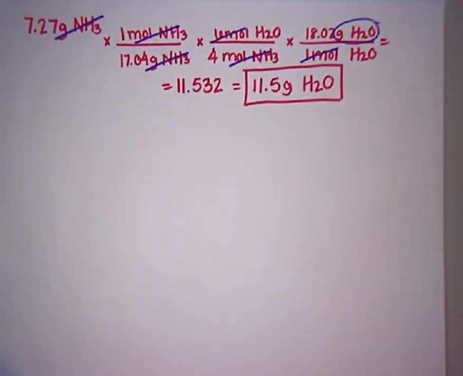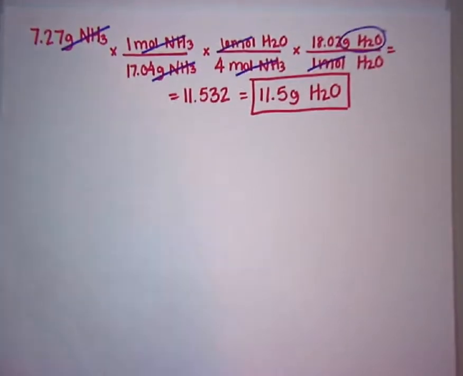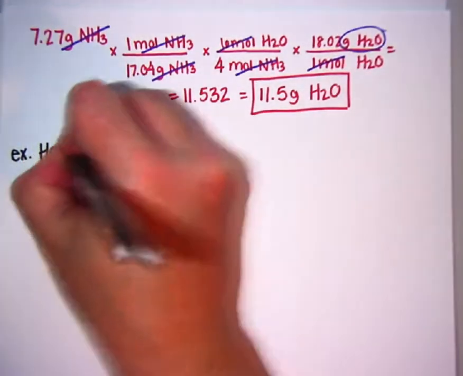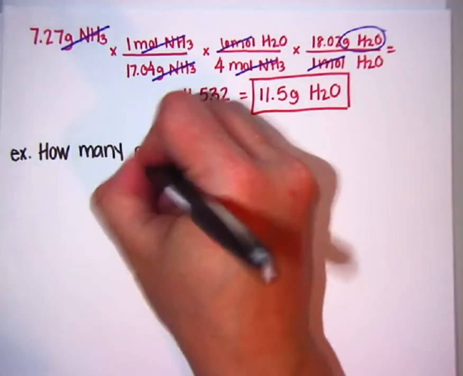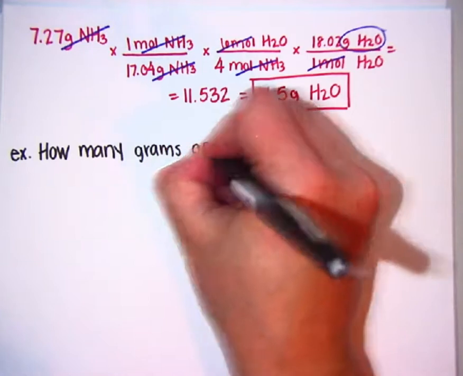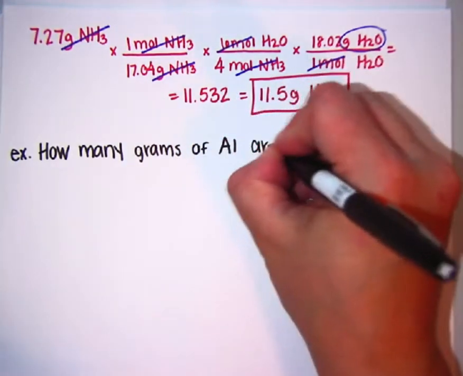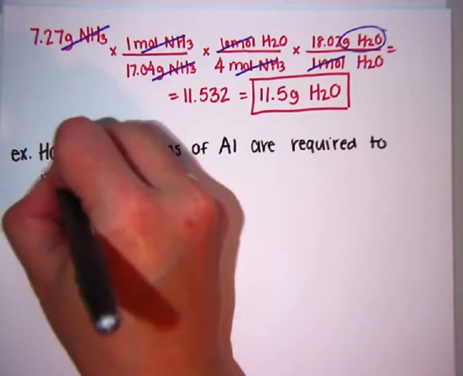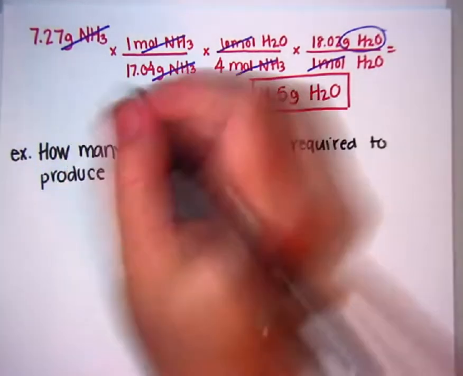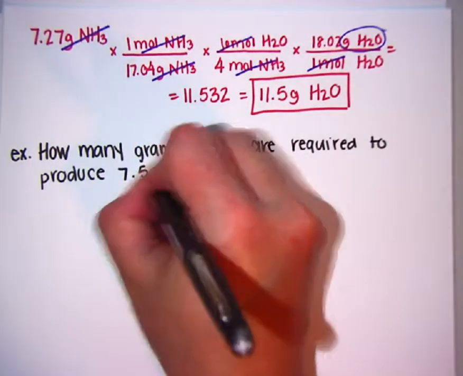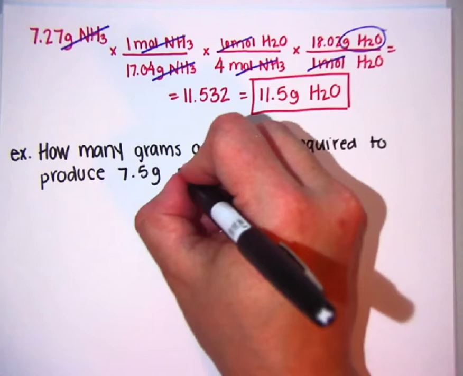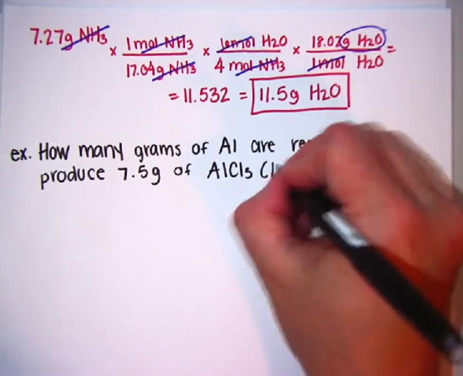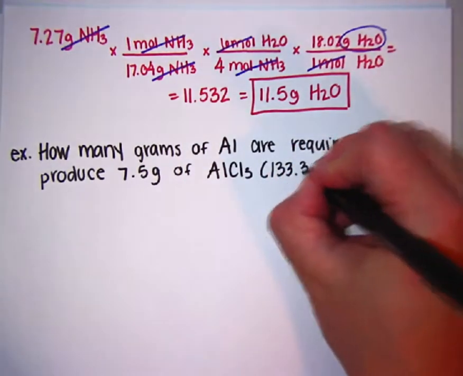All right, let's try another one. How many grams of aluminum are required to produce 7.5 grams of aluminum chloride? And I'll give you the molar mass so we can save a little bit of time.